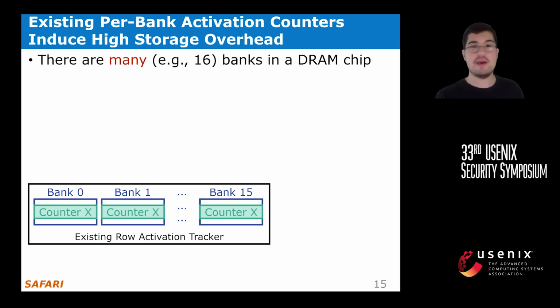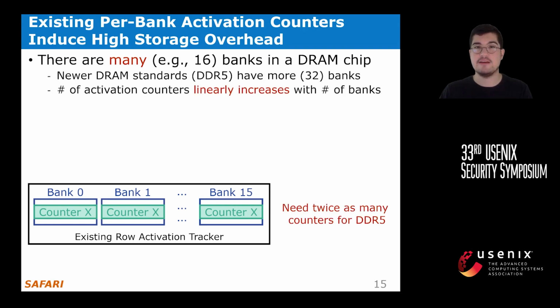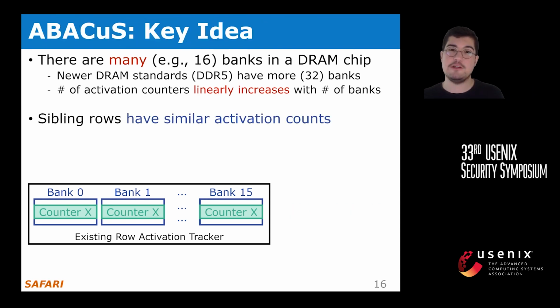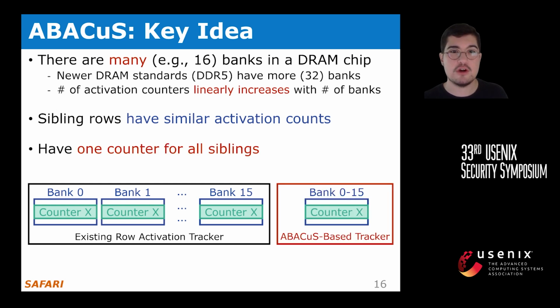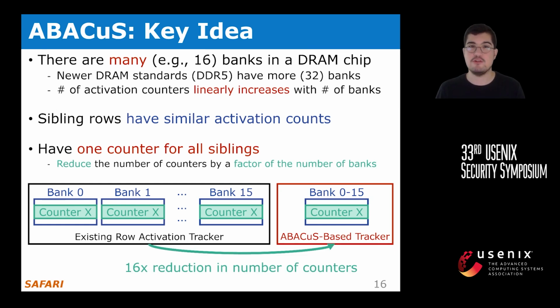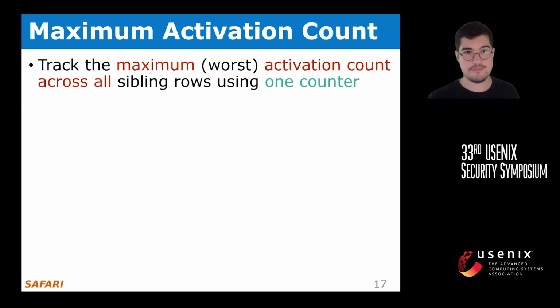There are many banks in a DRAM chip, and the number of banks, and thereby the number of activation counters, increase with newer DRAM generations. We have seen that sibling rows have similar activation counts, so our key idea is quite simple. It's to use one activation counter for all sibling rows and reduce the number of counters by a factor of the number of banks in the system.